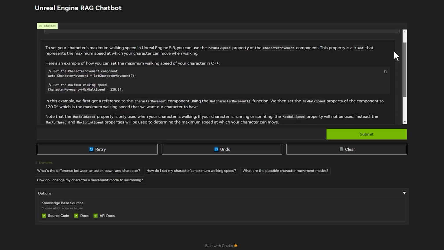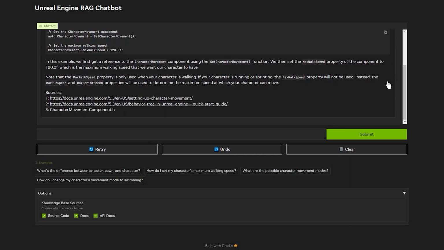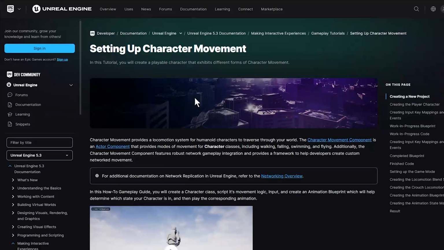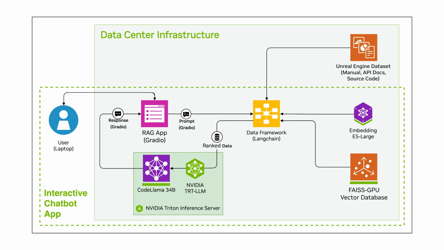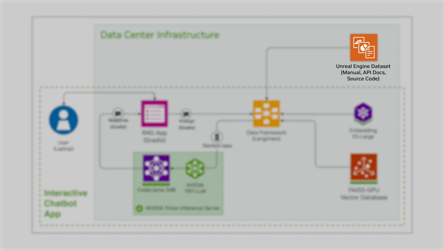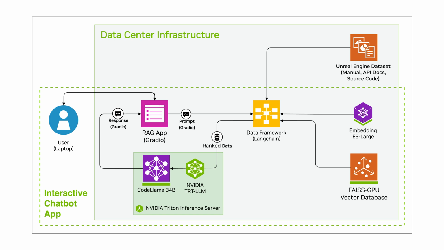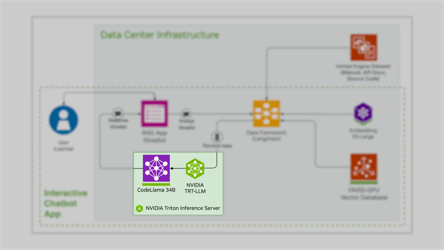To showcase this capability, we've developed a demo highlighting Epic's Unreal Engine 5, leveraging its extensive amount of publicly available data. From user and API documentation to the source code itself, we created, or embedded, three databases that the RAG system retrieves information from. We built a simple chatbot around CodeLlama 34B, a large language model tuned for code generation and large enough to generate accurate responses. CodeLlama is hosted on NVIDIA Triton Inference Server, and performance is optimized by TRT LLM.